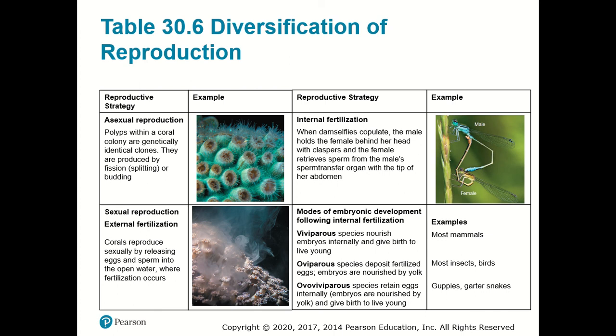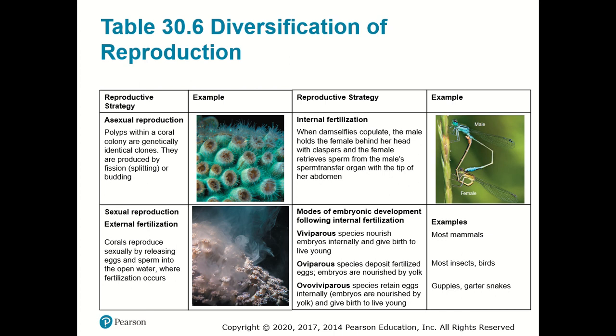Now, the other type of reproduction is sexual reproduction. We have external fertilization and internal fertilization within sexual reproduction. Fertilization is key to sexual reproduction. Recall that for fertilization to take place, sperm is needed and an egg is needed.